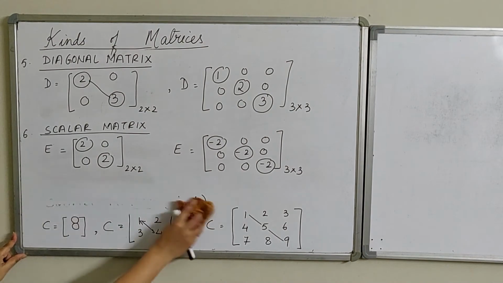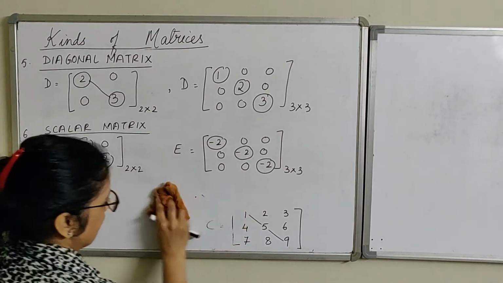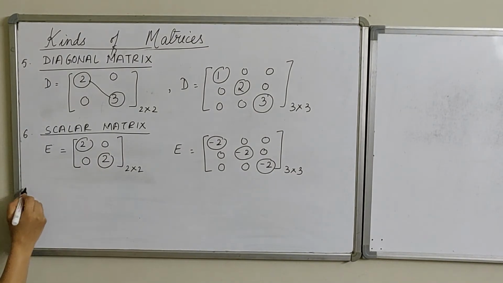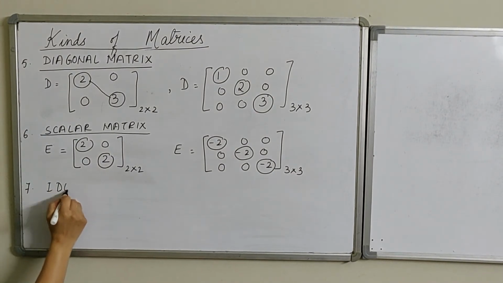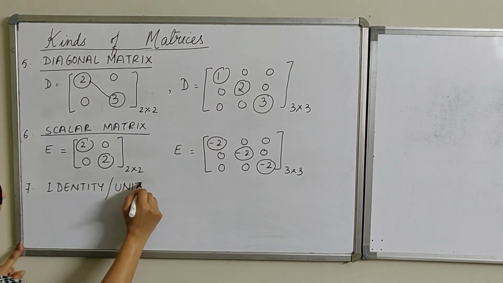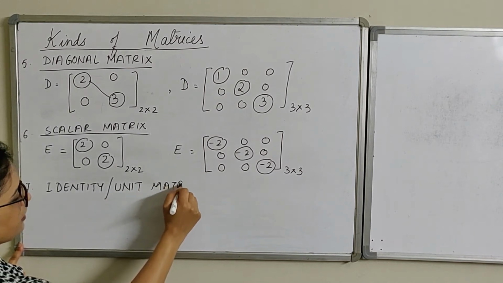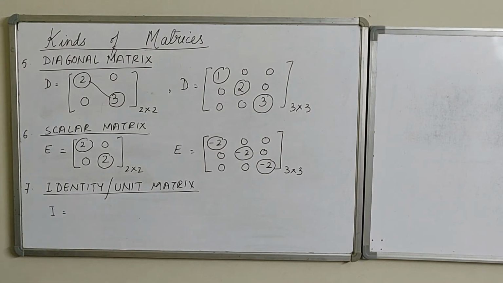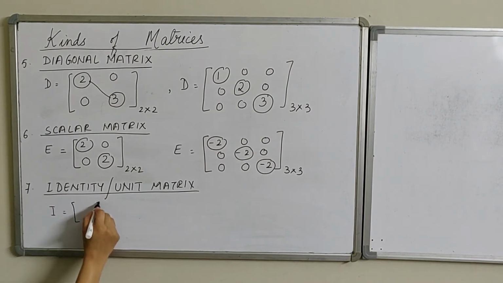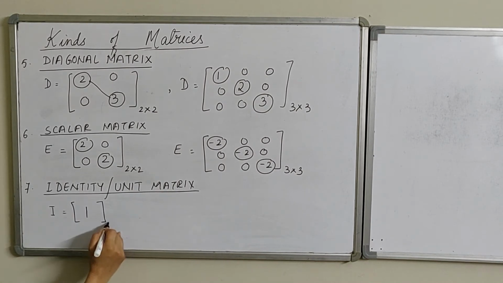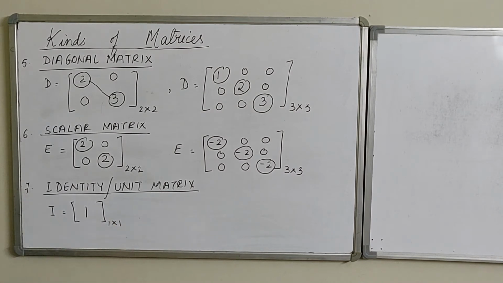Then we move on to the last kind of square matrix, which is known as the identity matrix. The identity matrix is also called a unit matrix, and we usually represent it by the capital letter I. Because it has to be a square matrix, the diagonal elements are equal to 1. Now because this is a 1 by 1 square matrix, it has only one diagonal element, which is 1.